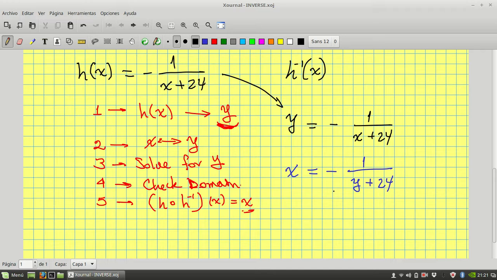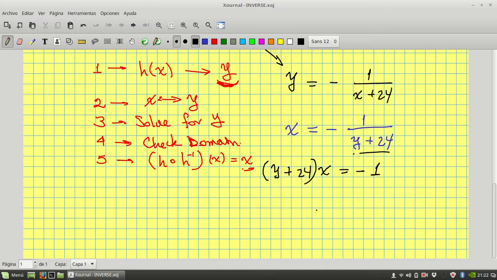So to solve for y, this is a rational equation. There's a video about how to solve rational equations. I'm going to multiply by the LCD. The LCD is y plus 24. So y plus 24 times x equals negative 1. And as I need to solve for y, let me divide by x to have y plus 24 equals minus 1 over x. And now solve for y is easy, just subtract by 24, minus 1 over x, minus 24.